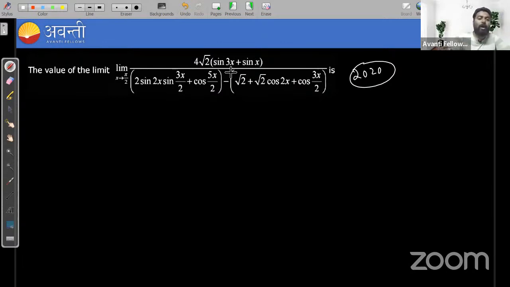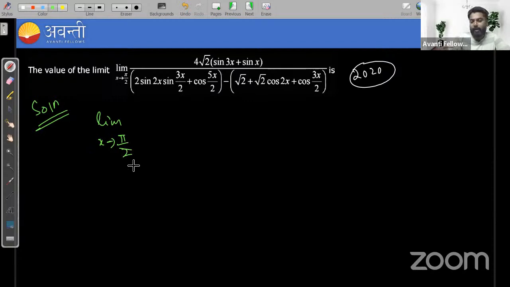So how can we solve these questions? How can you solve it? The first thing is, in the numerator, you have 4 root 2 (sine 3x plus sine x). Okay, so let's solve. Limit as x tends to pi by 2. Same problem is happening. Sorry, guys. Just a minute.